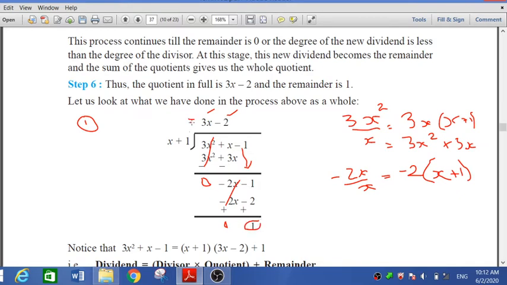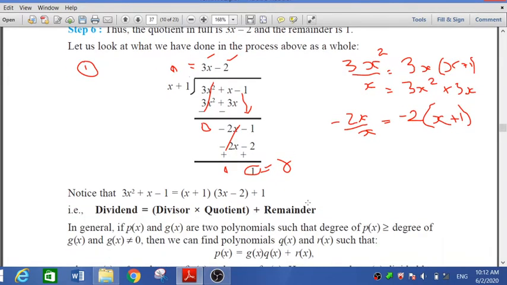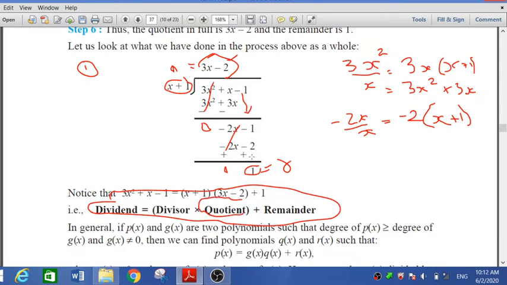So here what we get is called the quotient, that is called Q. Here what we get is called R. 3 important questions related to it, or 3 examples are here. So now we have to learn this. What is the meaning of dividend? Dividend is equal to divisor multiplied by quotient plus remainder. Divisor means here it is x plus 1, it is called the divisor. And 3x minus 2 is called the quotient. And plus 1 is our remainder.